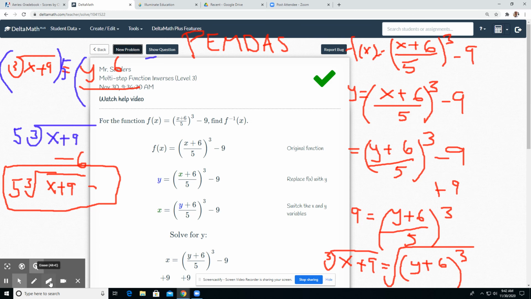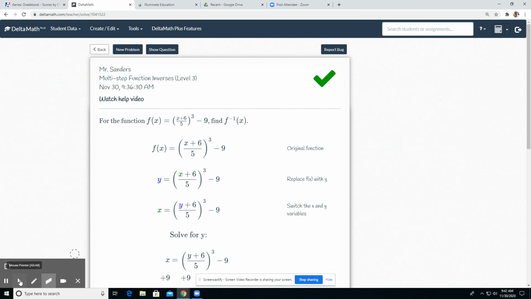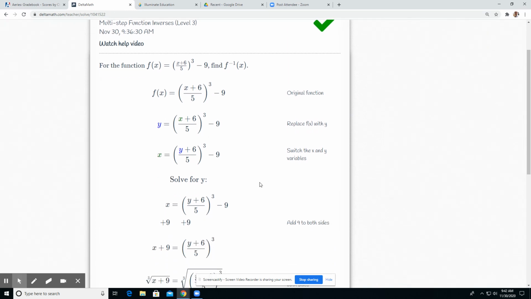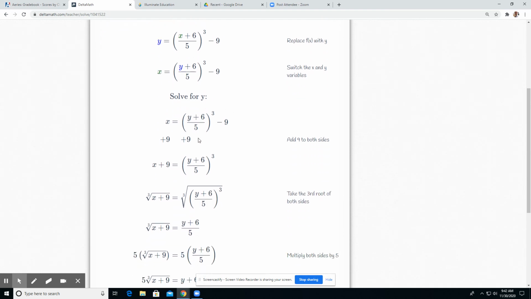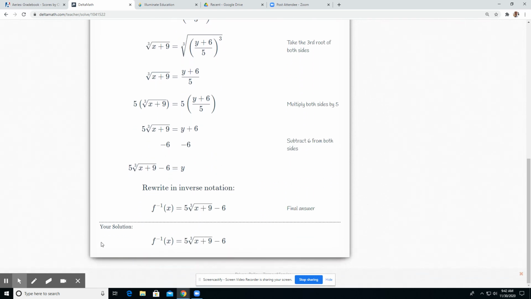Okay. Just going through the steps. Switch the letters, change f of x to y, switch the letters, there it is, solve for y, move everything out, done all those steps, and that looks good.